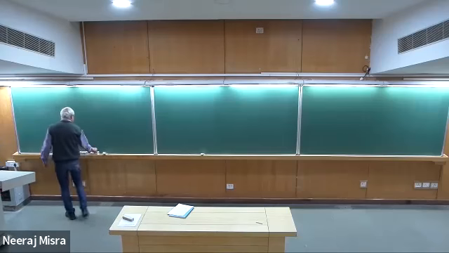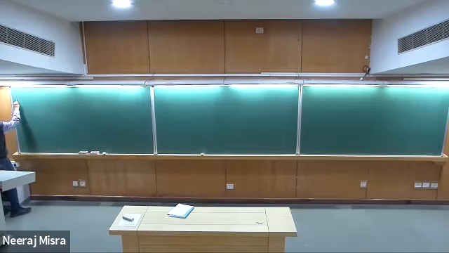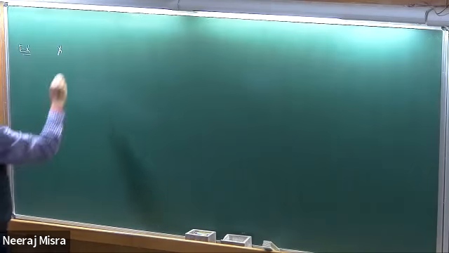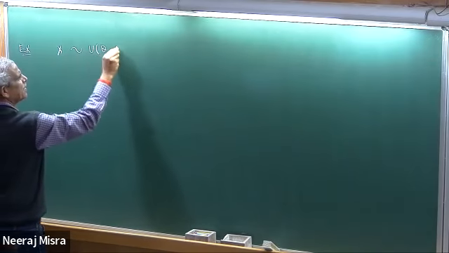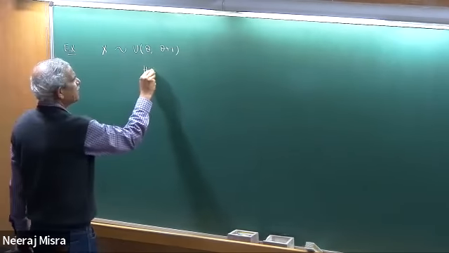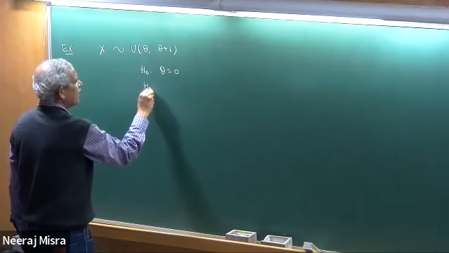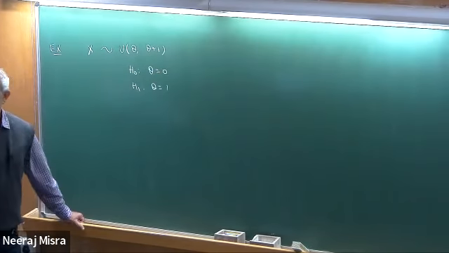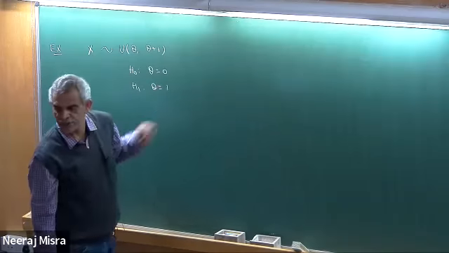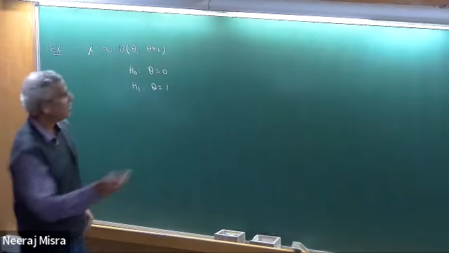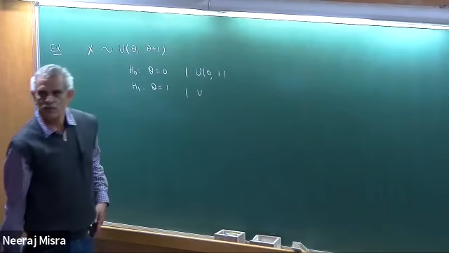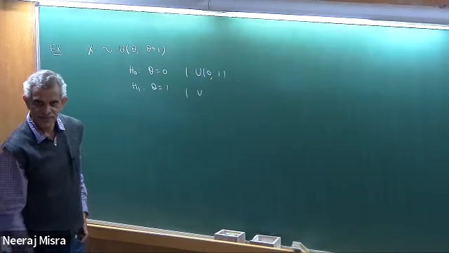The situation is as follows. Suppose X is a single observation. I'm just trying to test based on a single observation. X is Uniform(theta, theta plus 1). My H0 is theta equal to 0 against H1 that theta is equal to 1. So what does theta equal to 0 correspond to? That means your distribution is Uniform(0, 1). What is the distribution under theta equal to 1? Uniform(1, 2).